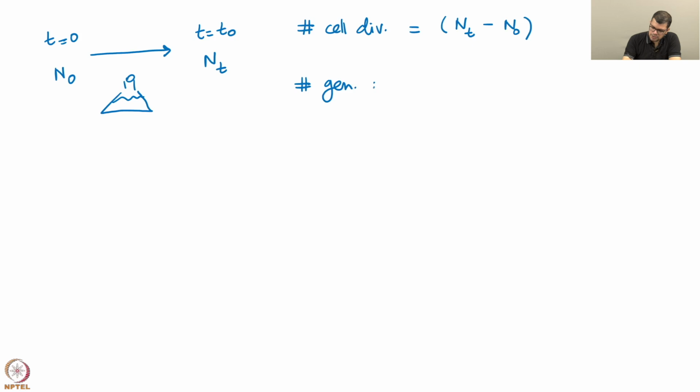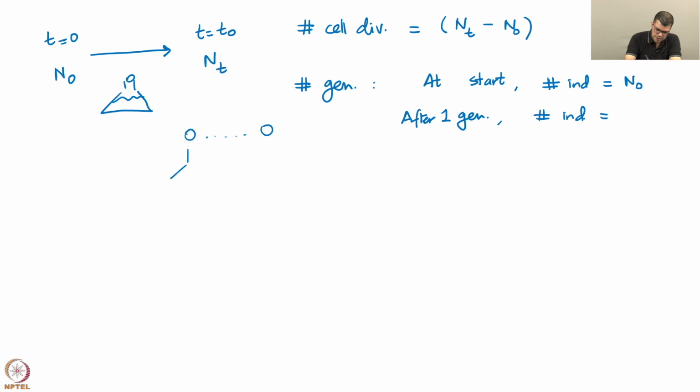So one way to think about this is that at start the number of individuals was simply equal to n naught. After one generation, what has happened is that if there were n naught cells, every one of these cells has divided exactly once. So, instead of n naught, we have 2 times n naught cells after exactly one generation. So, after one generation, the number of individuals in the flask is going to be 2 times n naught.